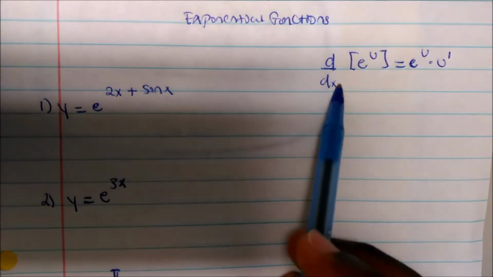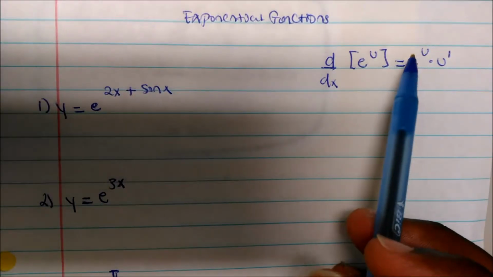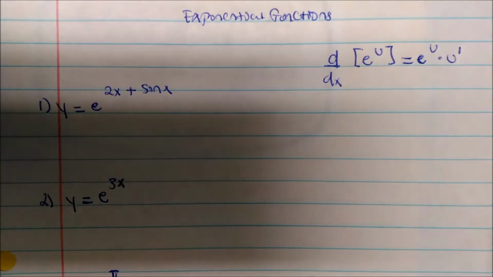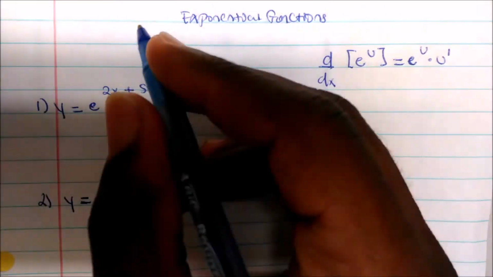So the rule says the derivative of e to the u is actually e to the u multiplied by u prime. That means all you do is write that same function and then multiply that by the derivative of what the e is being raised to. So let's look at some examples.